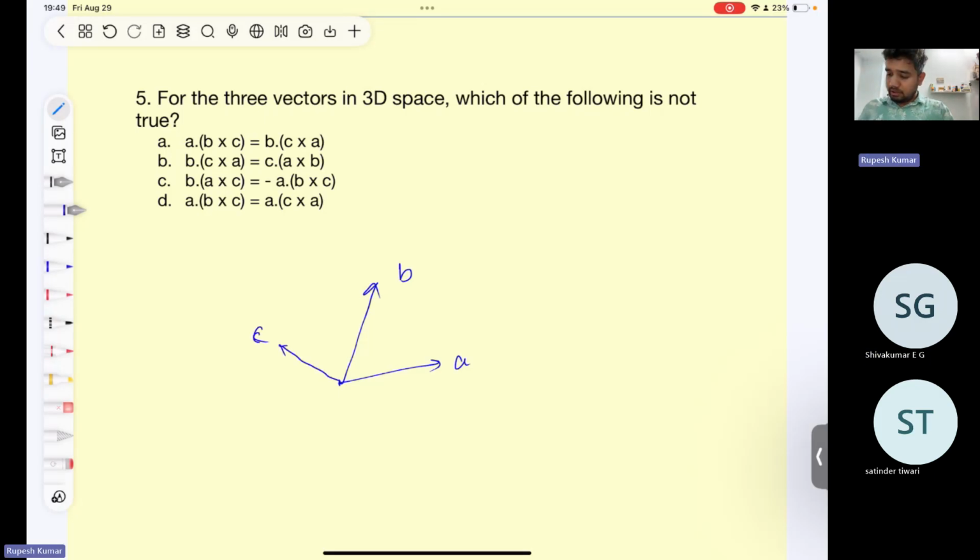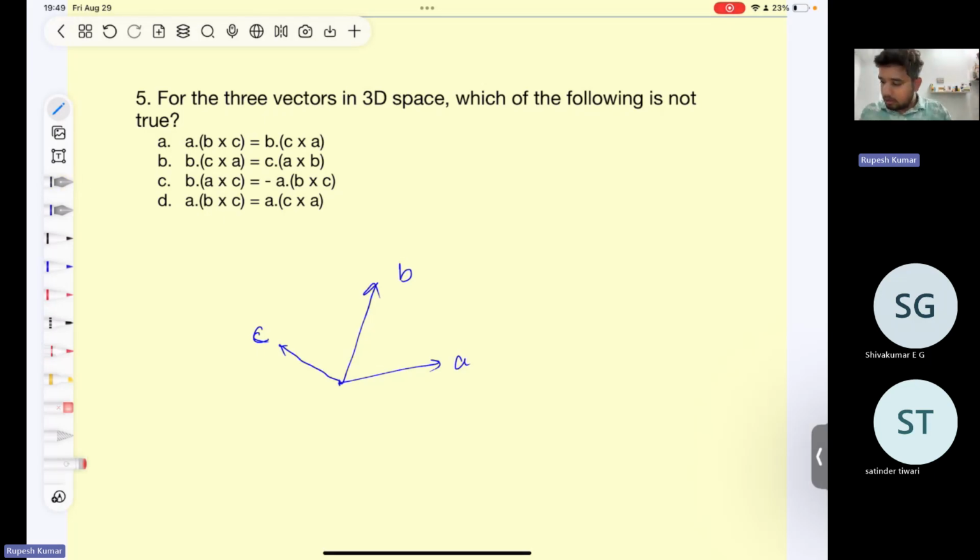So let's take these three vectors A, B, C in the 3D space. The first option says A dot B cross C. First, let's start with one thing. What is A dot B cross C here? Let's try to solve the thing in the parenthesis first. So B cross C will go like this, right?